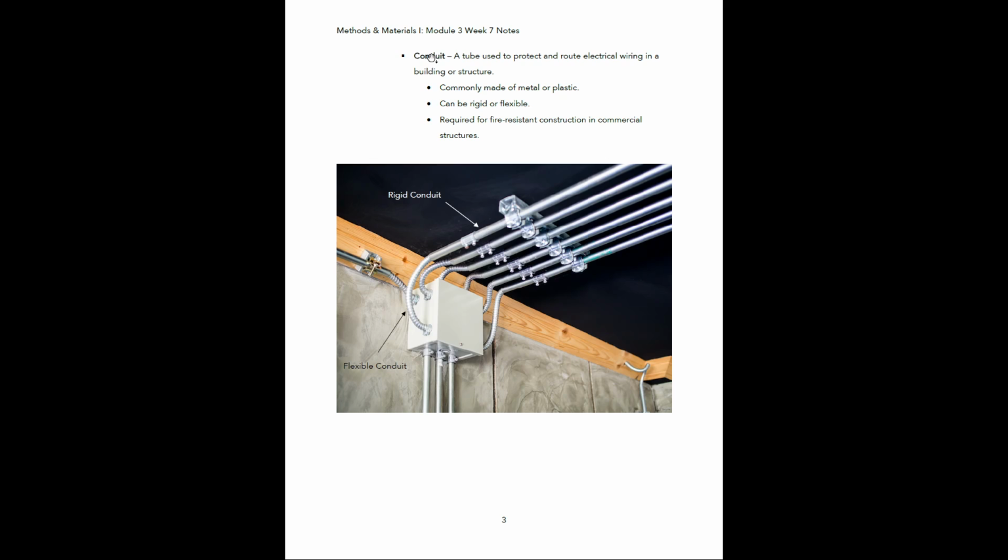We also have conduit. Okay, so conduit is a tube that is used to protect and route electrical wiring in a building or a structure. It's commonly made of metal or plastic. It can be rigid or flexible, and it's required for fire-resistant construction in commercial structures. So here you can see we have some rigid conduit. So this is conduit that is not bendable. Okay, it's just basically metal pipes, and the wires are contained within there.